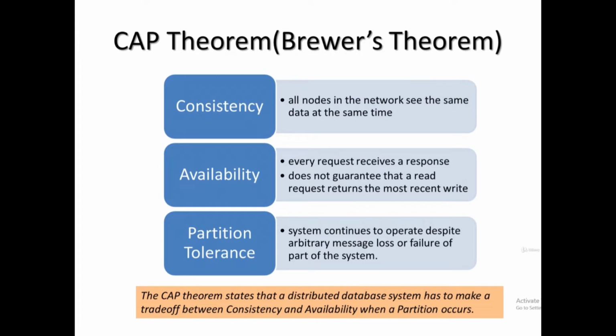For example, in a distributed system, if a partition occurs between two nodes, it is impossible to provide consistent data on both the nodes and availability of complete data. Therefore, in such a situation, we either compromise on consistency or on availability.